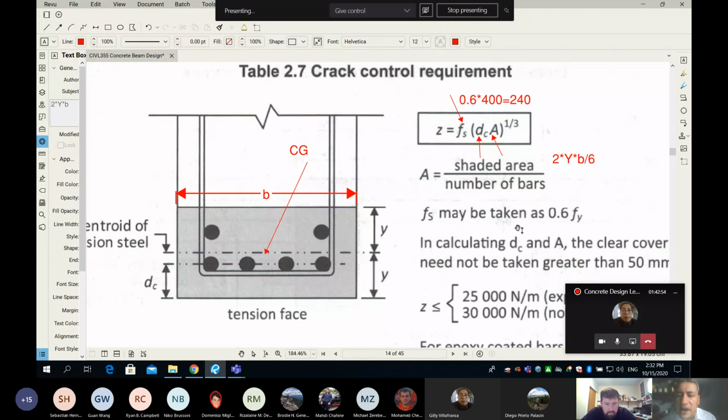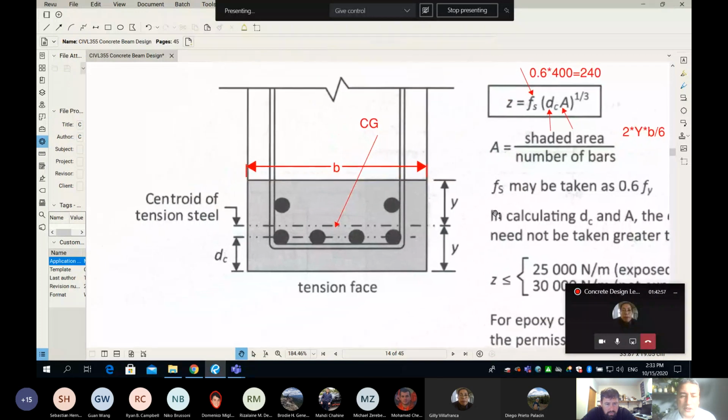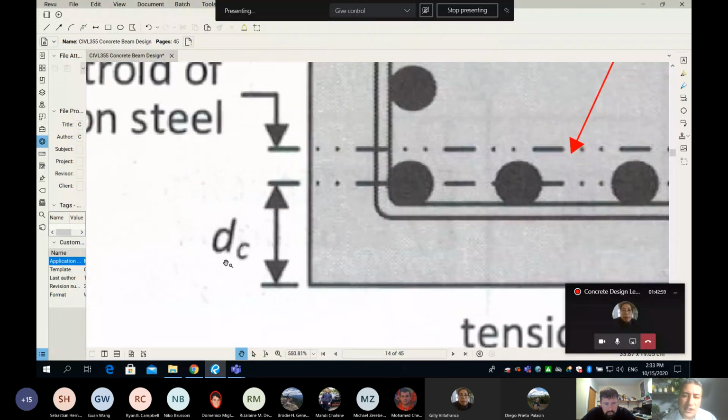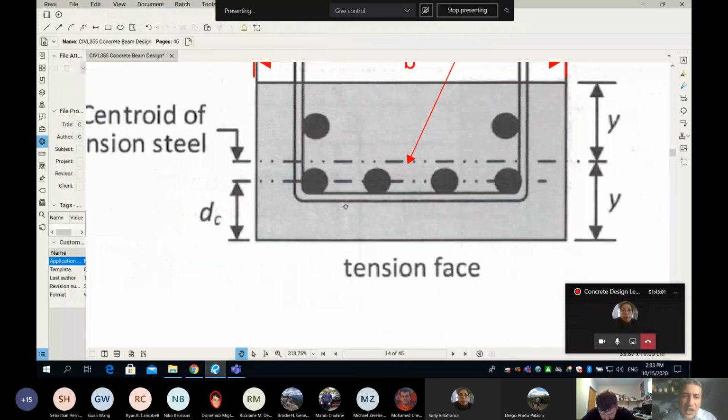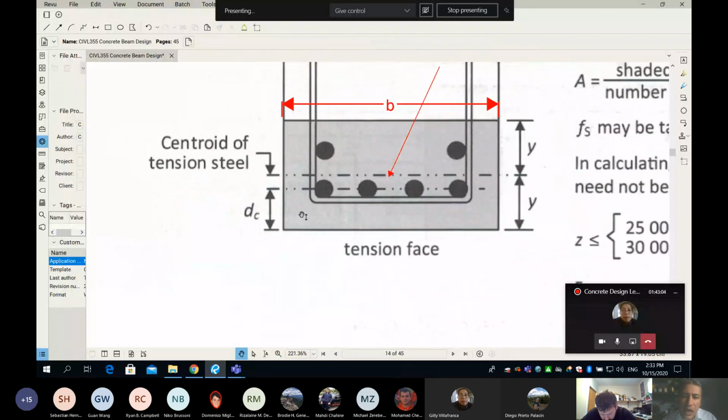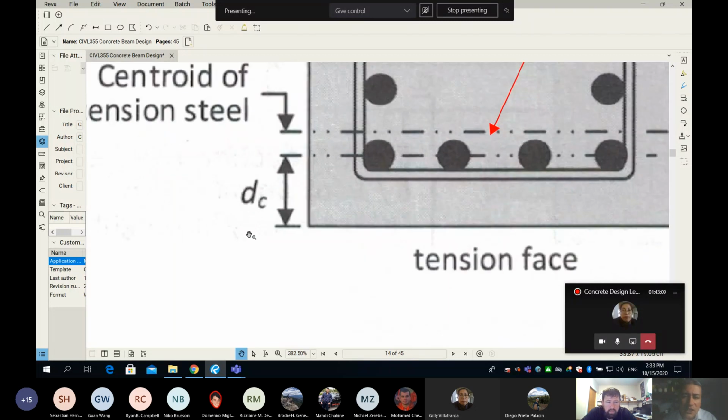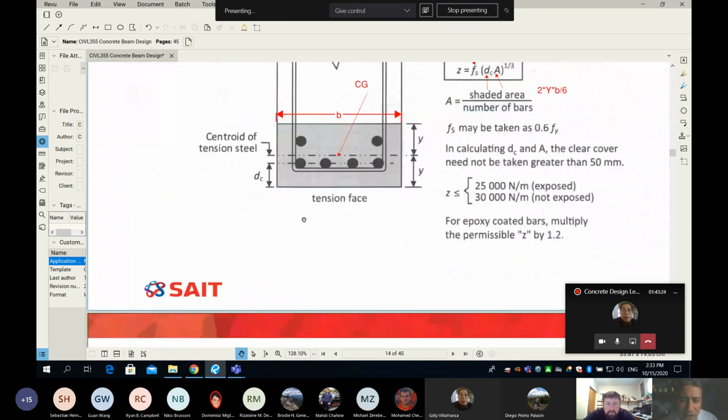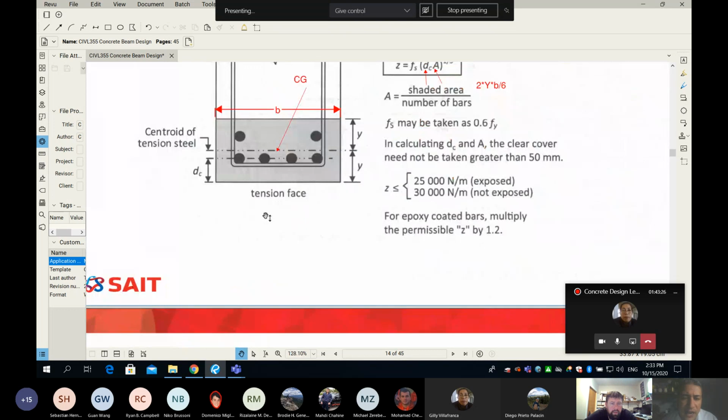Now, finally, what is D sub C? D sub C is here. And remember, D sub C is not the Y. Y is to the centroid, while D sub C is from the extreme fibers in tension to the first layer of rebar, which is, for example, going to be the cover plus the stirrup plus half of a rebar, not to the centroid. Even if you have 10 layers of rebar, the DC will be the same. DC is to the first layer of rebar.